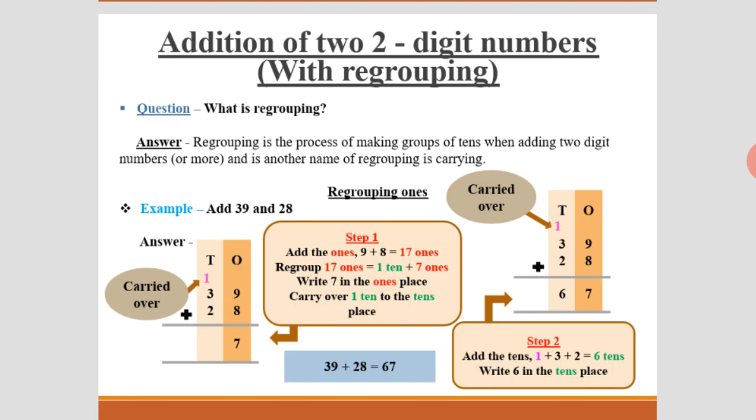Now look at step 2. Add in the tens column: 1 plus 3 plus 2 is equal to 6 tens. Write 6 in the tens column. So we got the answer as 67. That is, 39 plus 28 is equal to 67.